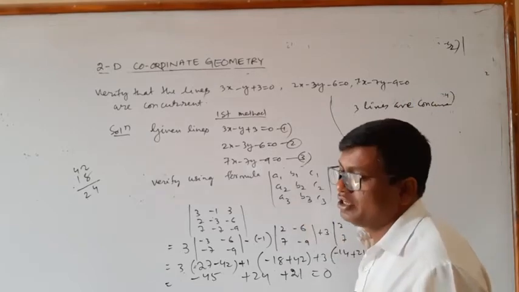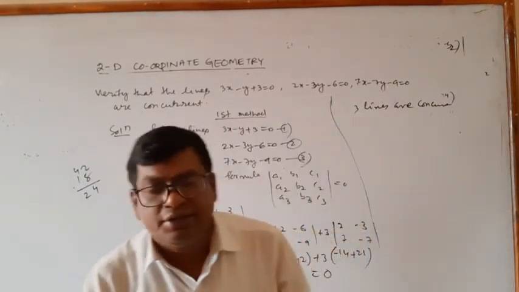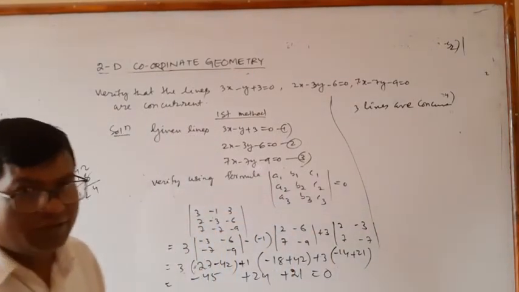Applying this method, the determinant method, we can also verify the concurrency of 3 lines. Now one more question.